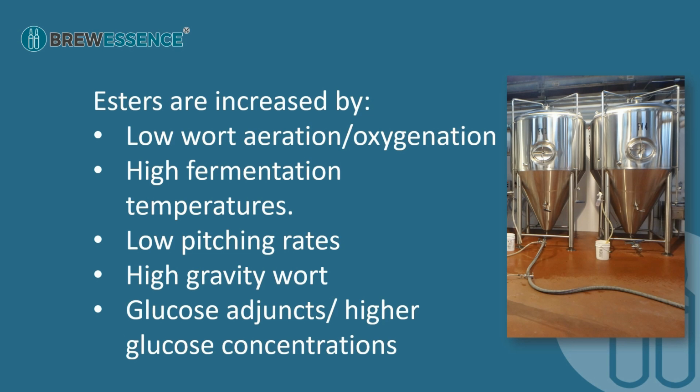Ester levels are influenced by the concentration of the acid and the concentration of the alcohol, which are referred to as the substrates. However, in most cases, the concentration and activity of the enzyme is the controlling factor. Ester production is also very strain dependent. Ester levels are increased by low wort aeration or oxygenation, high fermentation temperatures, low pitching rates, high gravity worts, or glucose adjuncts and higher glucose concentrations.